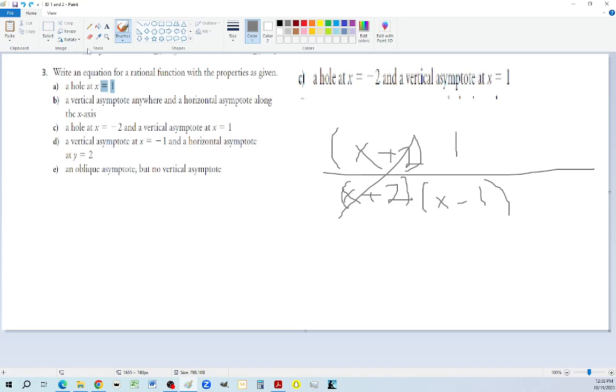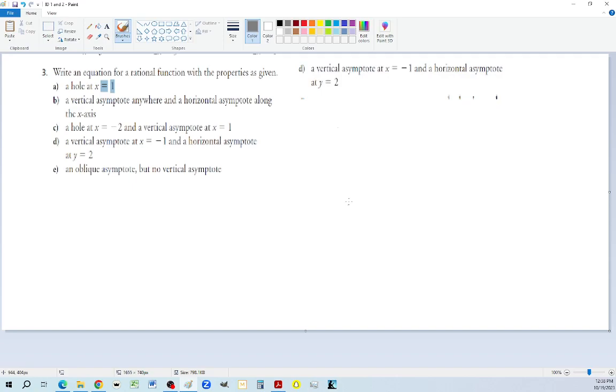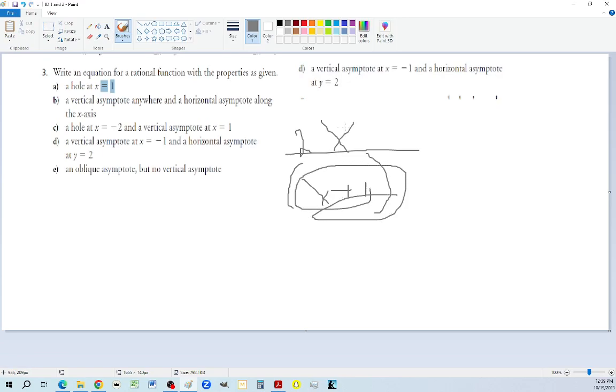A vertical asymptote at x equals -1 and a horizontal asymptote at y is equal to 2. Okay, so to create a vertical asymptote at -1, on the denominator I need x plus 1. To create a horizontal asymptote at y is equal to 2, I must use the same degree as down here and make sure that the number in front divided by the number in front of this creates a 2. So right there, 2x over x plus 1 will create a vertical asymptote of -1 and a horizontal asymptote of y is equal to 2, because 2 divided by 1, the coefficient in front of this one, will create y is equal to 2.